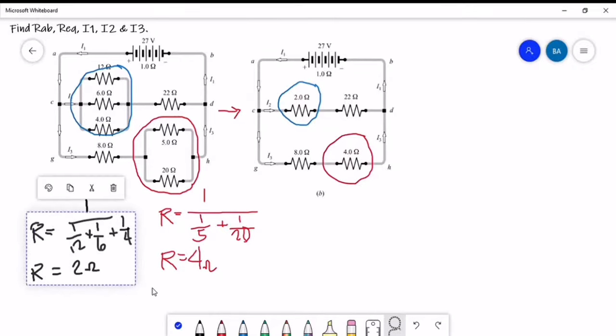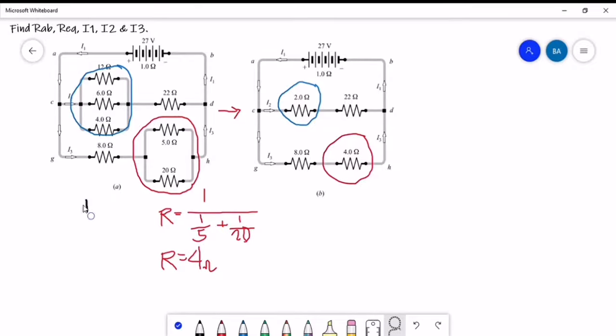Let me erase this one. So next step is the current flows here. If we have our total power supply, which is the 27 volts on, and then we have our total current, and then the total resistance will be the R equivalent for this, the combined resistances.